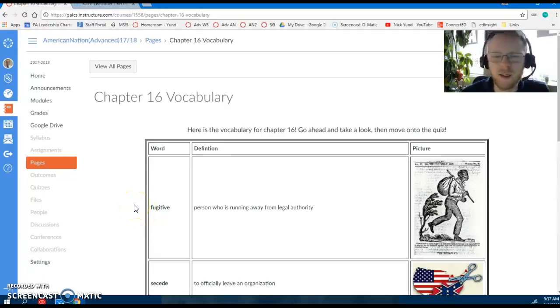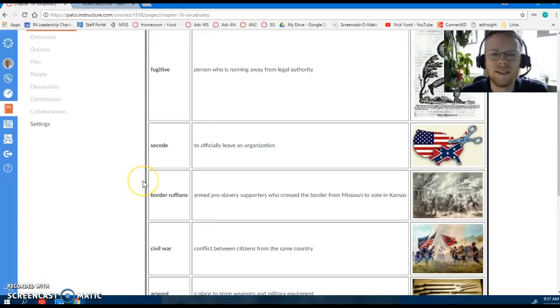Fugitive, person who's running away from legal authority. We think of fugitives now, we think of people that escape from prison. But in the context we're talking about in Chapter 16, we're usually talking about runaway slaves. Secede is to officially leave an organization. We're of course talking about states seceding from the Union.